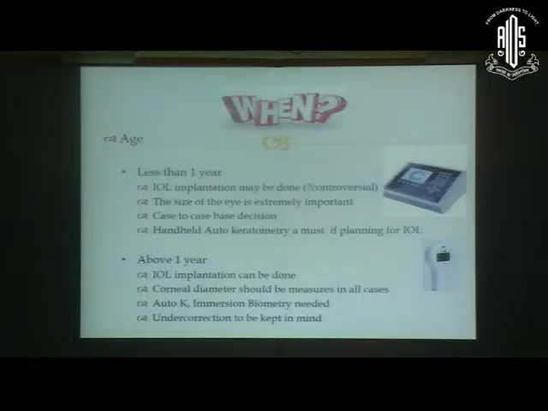So when to put an IOL? If we take age as a criterion, less than 1 year, IOL implantation can be done. Well, it depends on whether your corneal diameter and anterior segment parameters are good, and whether it is unilateral or not. The size of the eye, I personally think, is very important. I was trained at Aravind, and there we used to measure corneal diameter for all the cases, all the patients, regardless of age. There was a column, corneal diameter, and we had to fill it. That is very important. For us, it is a case-to-case decision. Whenever you are operating on children less than 4 or 5 years of age who do not cooperate for keratometry, handheld autokeratometry is a must if we are planning an IOL.